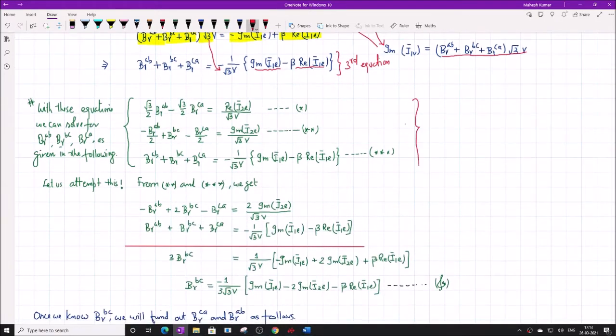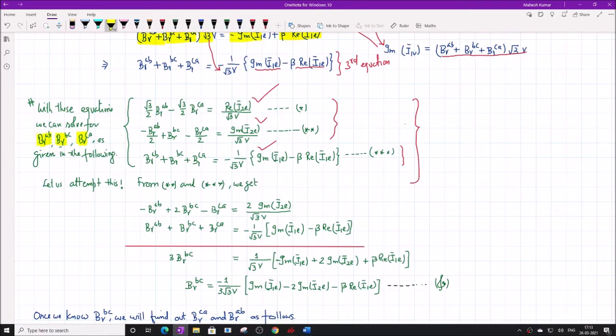Again, I have rewritten them for completeness. This is the first condition, then the second condition, and then the third condition. This comes from condition 2, and this comes from condition 1. Now it is very clear: three equations, three variables. The variables are B gamma AB, B gamma BC, and B gamma CA. These are the compensator susceptances which need to be computed to compensate.